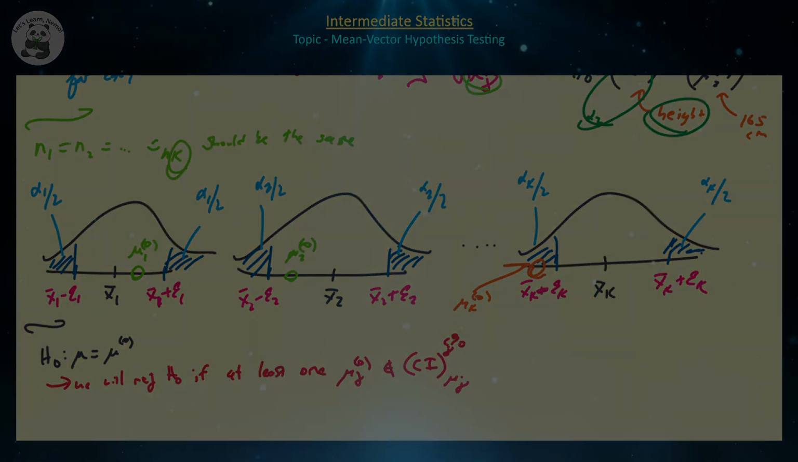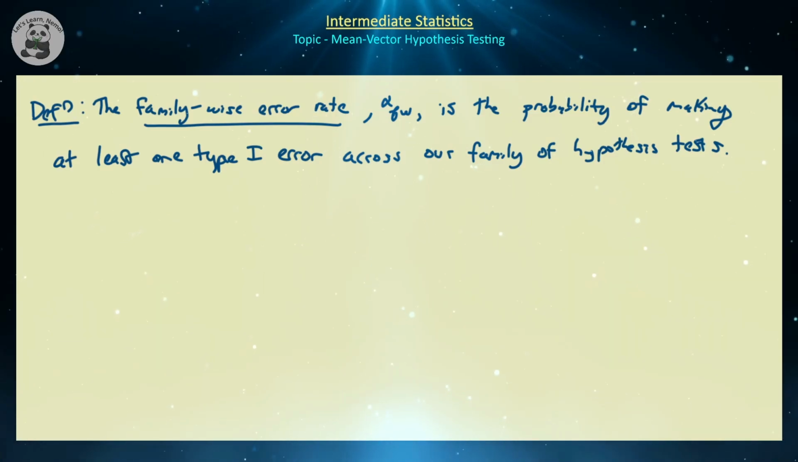from each other. As we see with the element-wise classical approach for mean vector hypothesis testing, obviously as the number of features gets really big, one rejection for those null hypotheses will break the entire thing. Therefore, we need to introduce another concept to handle this issue. So to start, we define the family-wise error rate as the probability of making at least one type 1 error across our family of hypothesis tests.